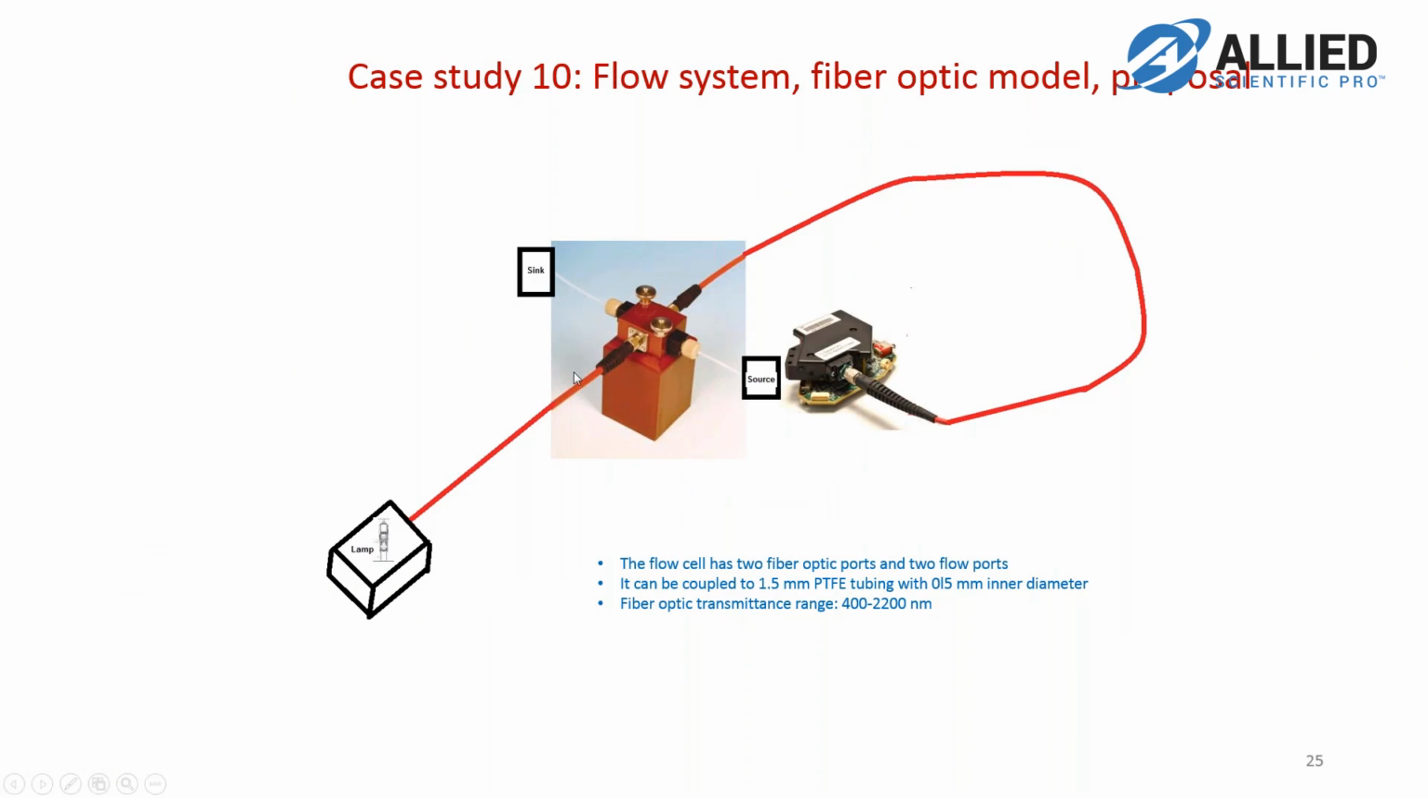And here you can see a flow cell where you have a source and you have a sink, and the liquid flows through this flow cell. And if you couple a lamp through one input, then you can take the output and go to the spectrometer and measure the concentration or the spectrum in a flow geometry. This can be coupled to a 1.5 millimeter PTFE tubing with 0.5 millimeter inner diameter, and the fiber optic also has a range of 400 to 2200.